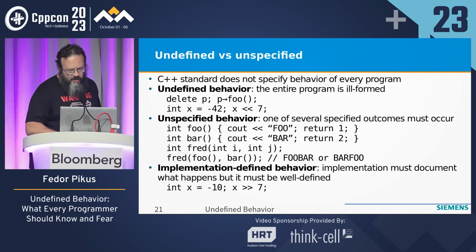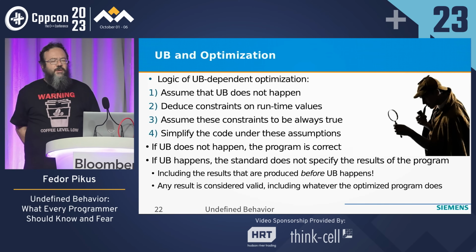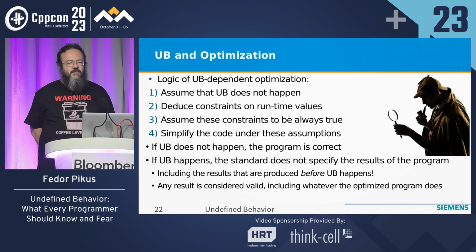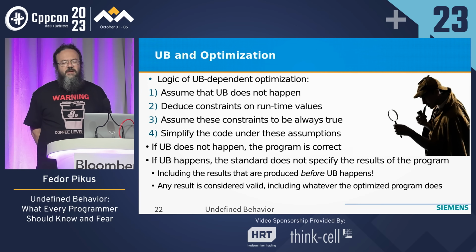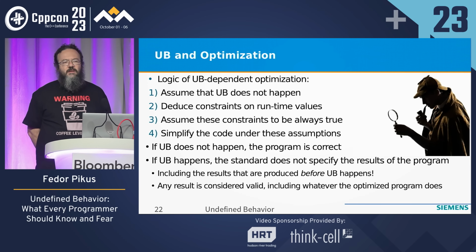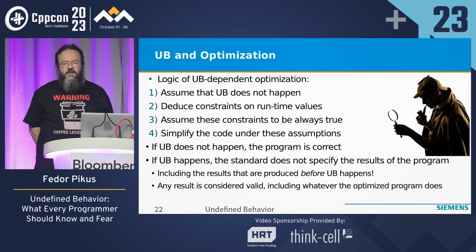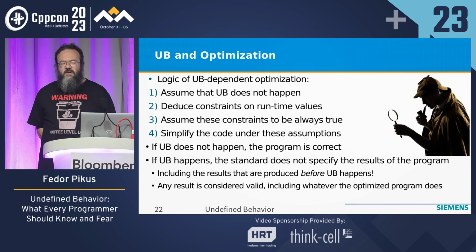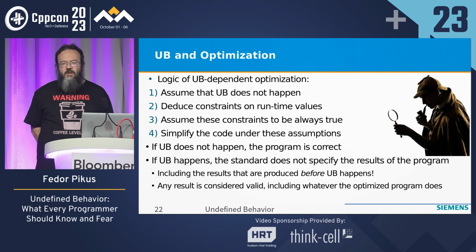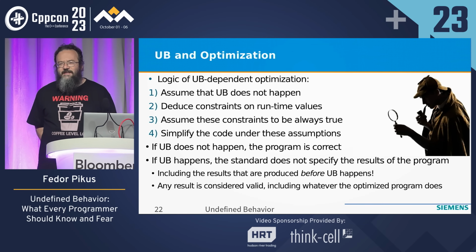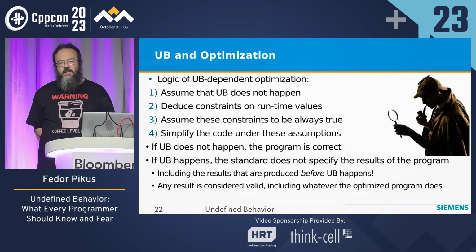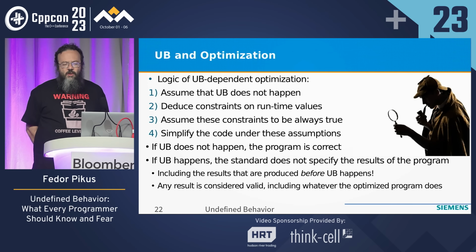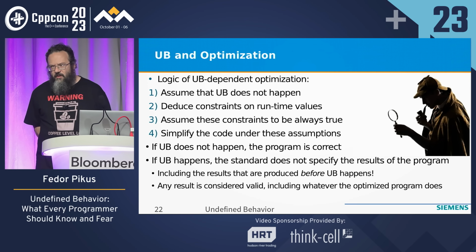We're only going to talk about undefined behavior, the true undefined behavior. So here is the logic of undefined behavior used in program optimizations. First, assume that undefined behavior does not happen. Second, deduce the constraints on the state of the program. Third, assume that these constraints are always true because undefined behavior does not happen. And then simplify the code based on these assumptions. Why can we do this? Well, if undefined behavior indeed didn't happen, the results are correct because the assumptions hold true. If undefined behavior actually did happen at runtime, the results are also correct according to the standard because any result is correct.